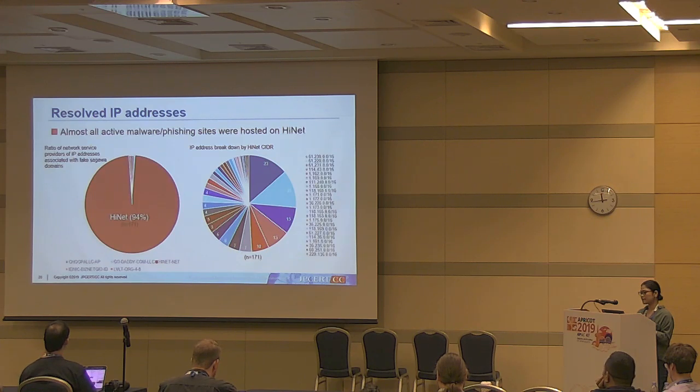Yeah. And this is about the resolved IP addresses. As you can see in the graph, almost all active malware and phishing sites were hosted on the Taiwanese ISP HiNet. If you take a closer look at the HiNet network, I made a graph by breaking down the HiNet CIDR, and you can see that the attacker really prepared a very wide range of network for their infrastructure within HiNet. I got a message from my colleague saying that they are changing the ISP from HiNet to another ISP right now. So the graph is going to change later, but I couldn't make the graph yet, so sorry.